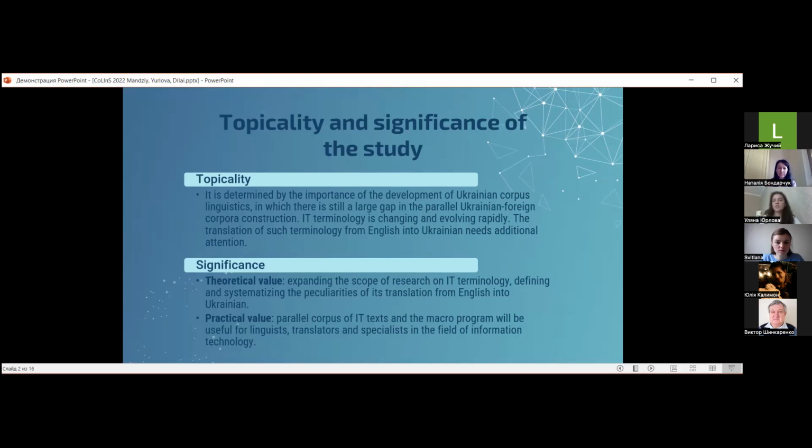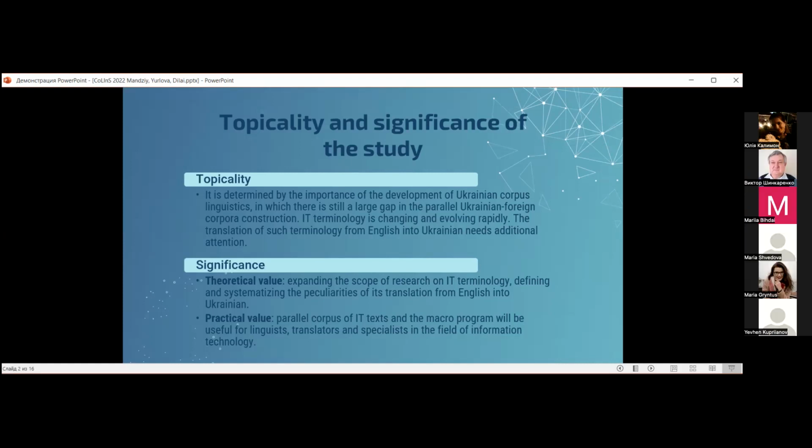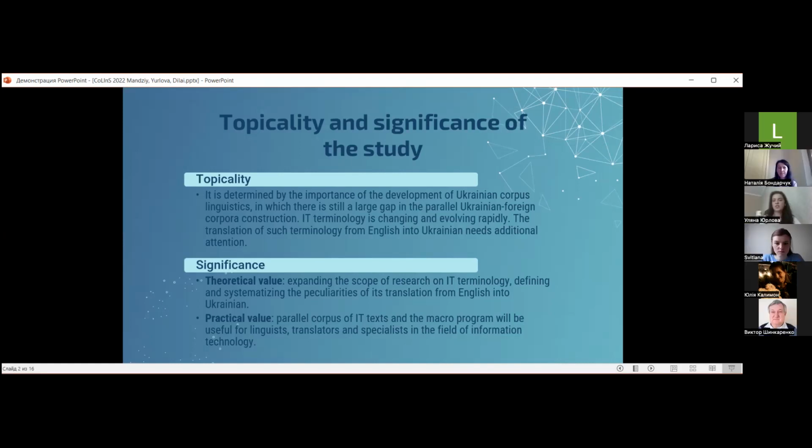The translation of such terminology from English into Ukrainian needs additional attention. We see the theoretical value of the study in expanding the scope of research on IT terminology, defining and systematizing the peculiarities of its translation from English into Ukrainian, and the practical value of the research is that the parallel corpus of IT text and the macro program which have been created during the study will be useful for linguists, translators, and specialists in the field of information technology.